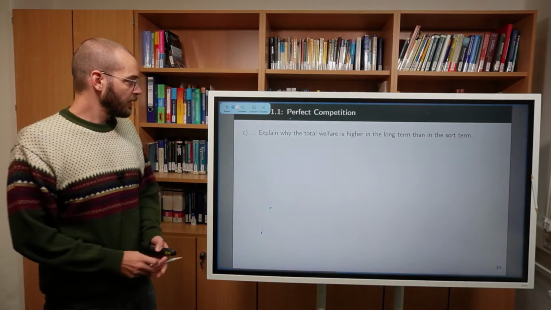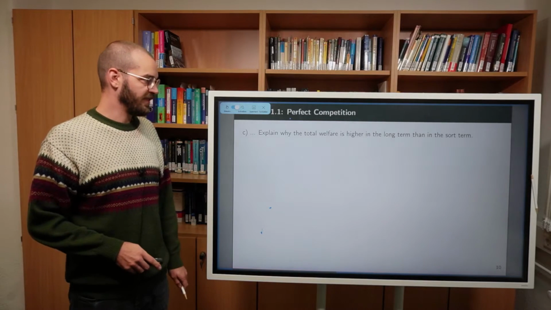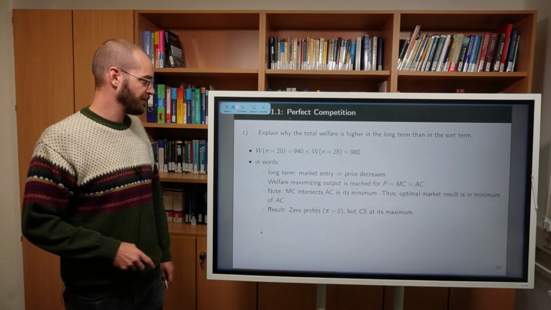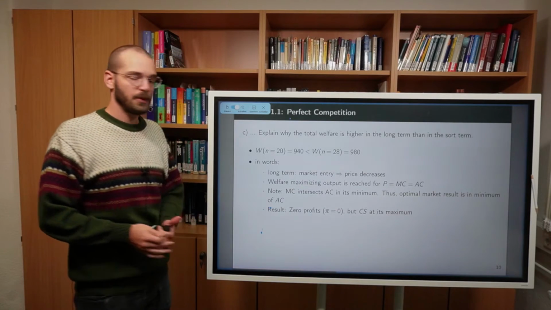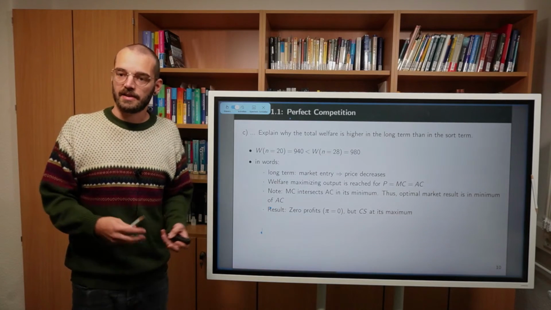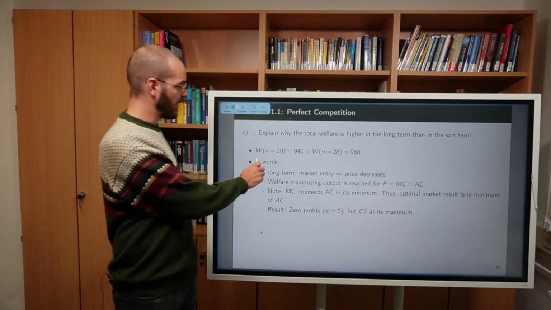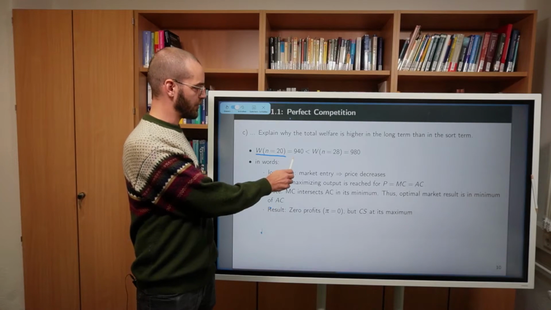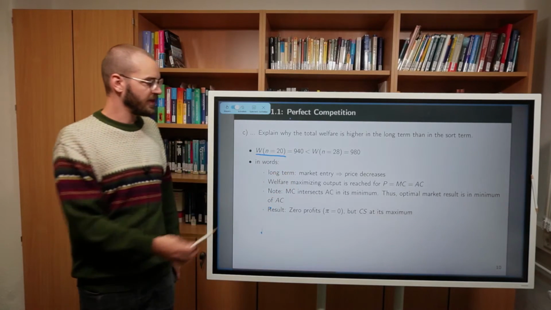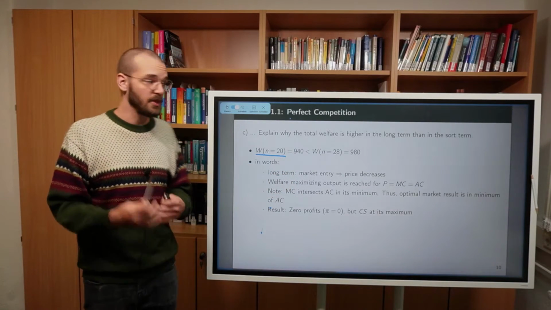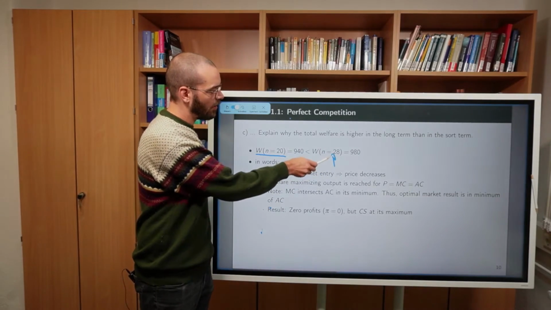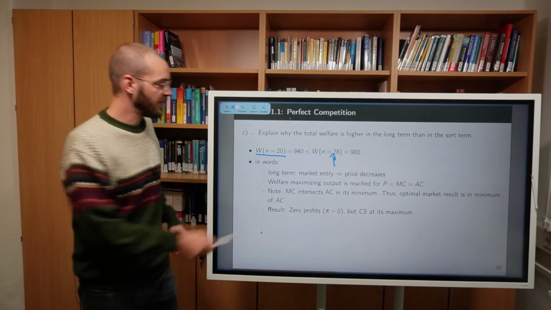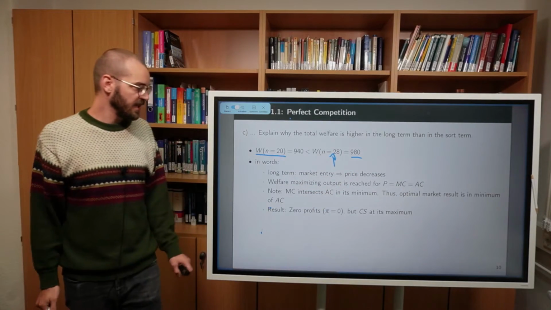All right, now we are asked to explain why the total welfare is higher in the long term than it was in the short term. So what we are asked to explain is what we realized earlier, namely that the welfare under 20 firms in the market is equal to 940, and the total welfare under 28 firms in the market, which again was the result of allowing market entry and moving towards the long run, is larger, namely 980.